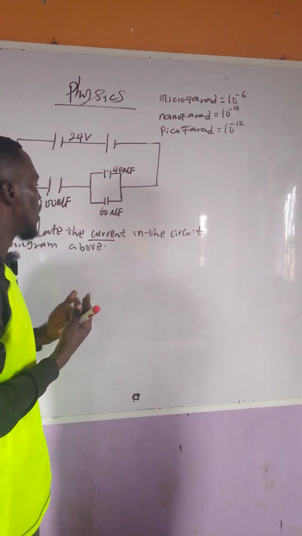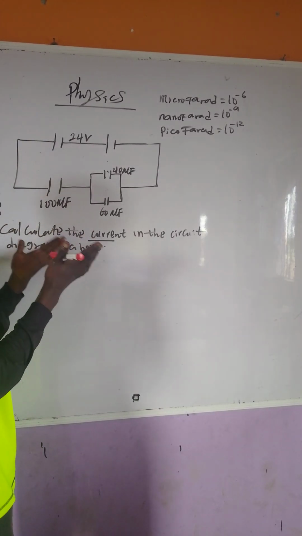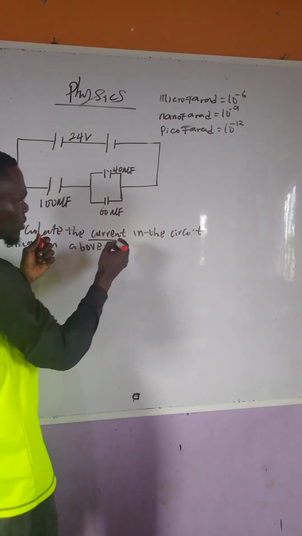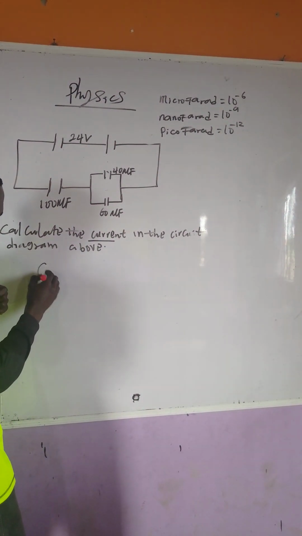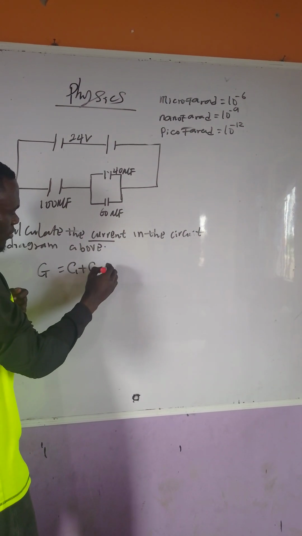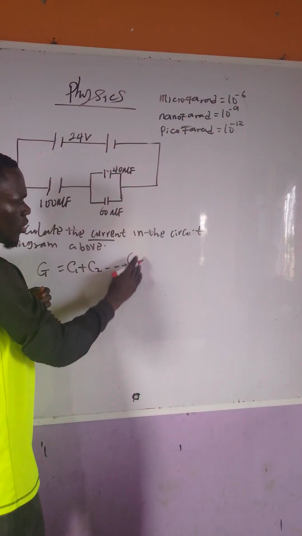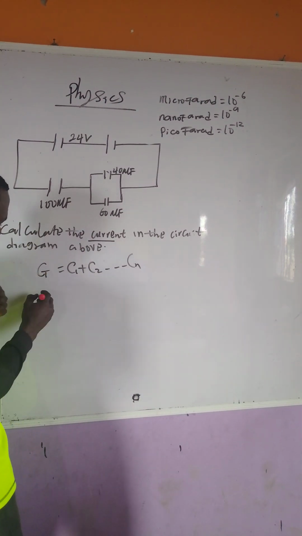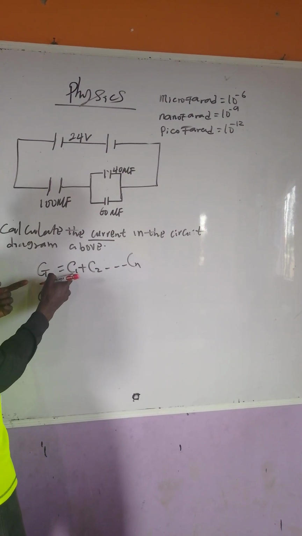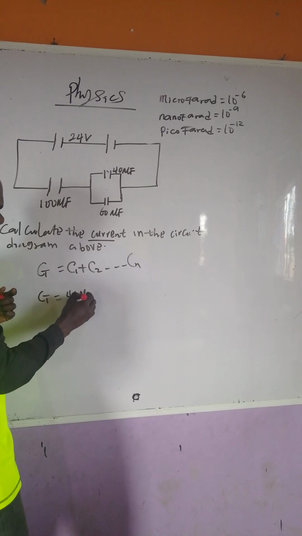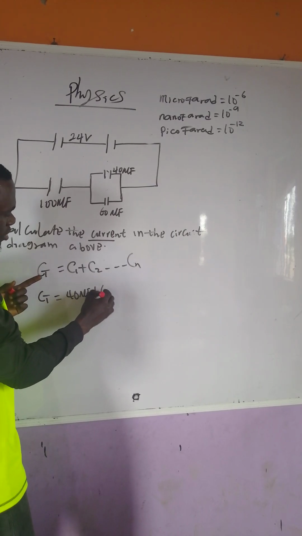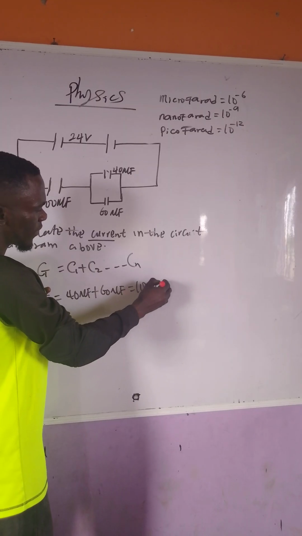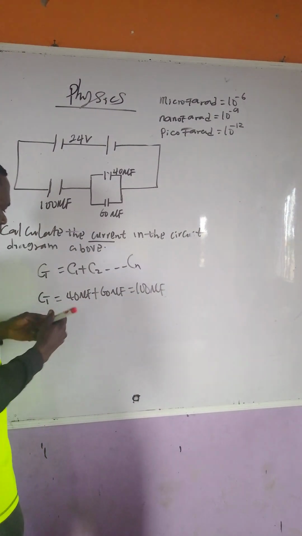So in this case, to solve for the parallel capacitors here, I'm going to apply the formula: C total equals C1 plus C2, depending on how many capacitors we are given. So we're going to have C total equals 40 microfarad plus 60 microfarad, which will give us 100 microfarad.